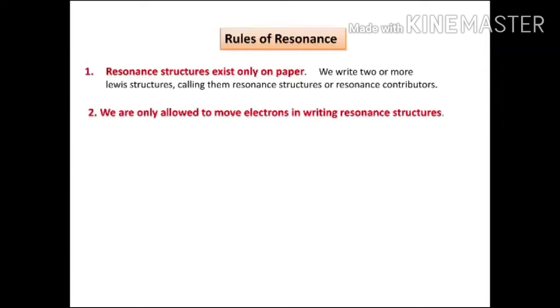The next thing, the most important thing in resonance structures or resonance phenomena, is that you are allowed to move electrons only. A double barbed arrow means a pair of electrons is moving. That is very important. You should move electrons only. Suppose you are moving an atom, it is not at all a resonance effect. It is another kind of phenomenon called tautomerism.